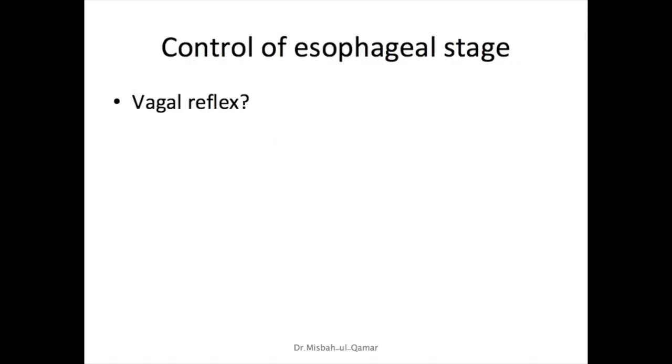You should also know the nervous control of the esophageal stage. Since the musculature of the pharyngeal wall and upper one-third of the esophagus is striated, it is controlled by skeletal nerve impulses from the glossopharyngeal and vagus. However, in the lower two-thirds, the musculature is smooth and it is controlled by the vagus through the esophageal myenteric system.